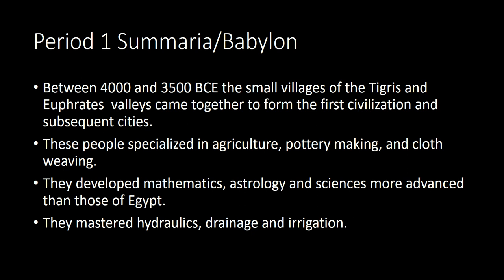One of the things that's important to note about these early Sumerian Babylonian people is that they developed mathematics, astrology, and I did say astrology, I didn't say astronomy, sciences that were more advanced than those of Egypt. And they did it before them. So that's an important distinction. We think of Egypt as this superpower at the time, but the reality is that there were people that were more advanced than them, very close to where they were.